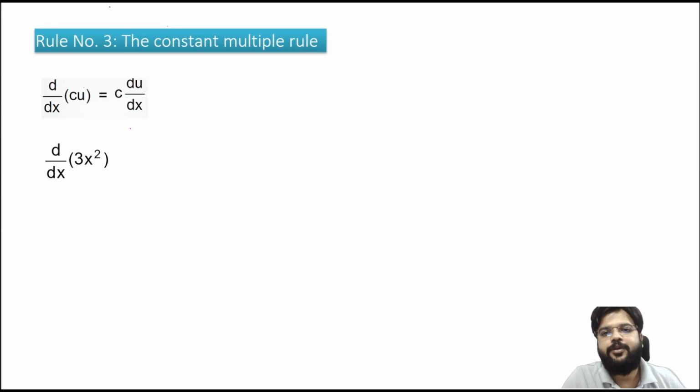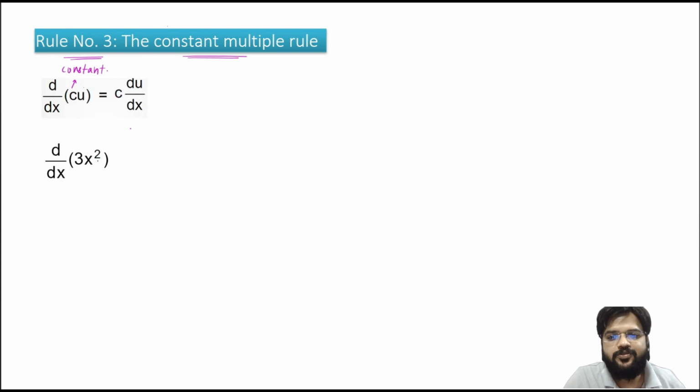Let's see the next rule, everyone. Rule number 3, constant multiple rule. So here we have cu, everyone. So c is what? It is the constant. So according to the rule, this constant we will put outside the differentiation, correct? This is the rule, everyone. So if a constant is present with the variable or with some function, we put the constant outside the differentiation, and we differentiate the remaining function.